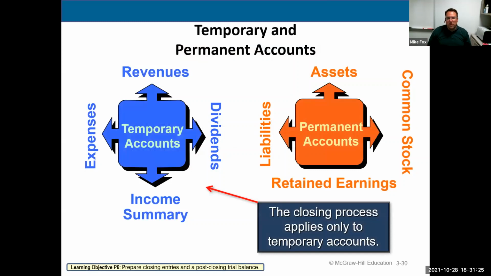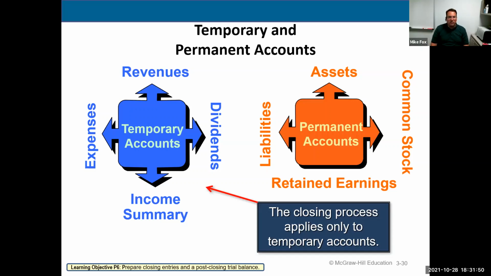So we have to recognize that there are some accounts that we consider permanent and some accounts we consider temporary. And by temporary, what we mean is these are accounts that we are going to need to reset to 0 each month or each accounting period. The reason is because we measure revenue and expenses and dividends across the period.